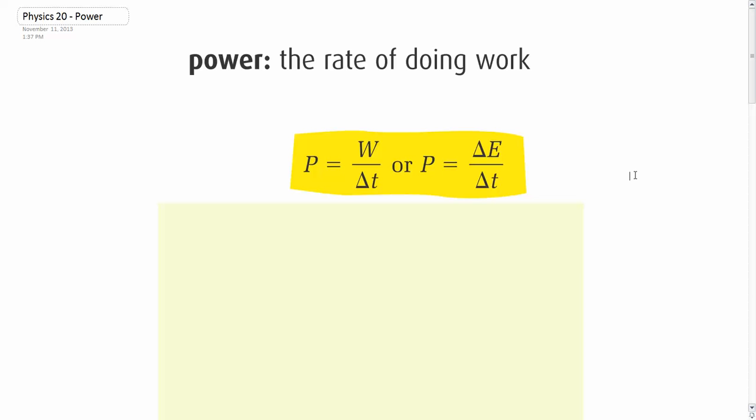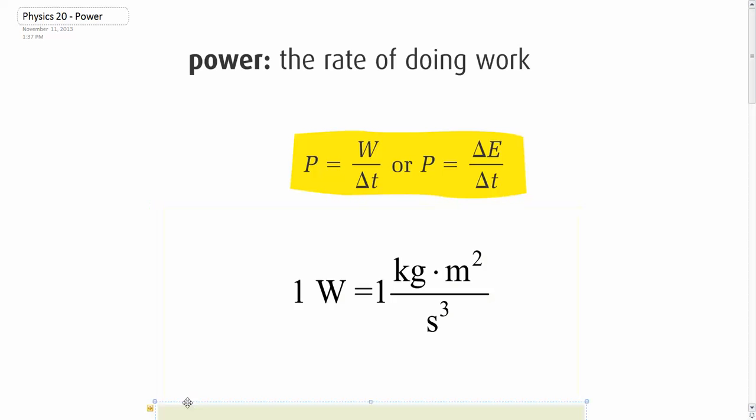If we look at our units for power, power is measured in a watt, and 1 watt is equal to 1 kilogram times 1 meter squared, divided by second squared. So let's just think about that. Let me grab my pen here.